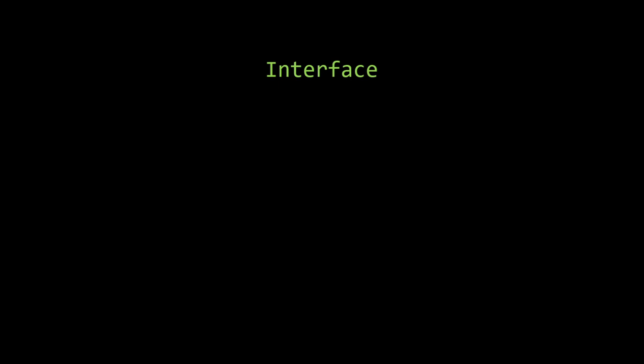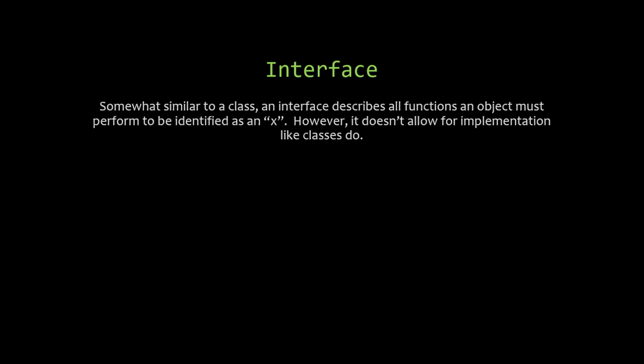Continuing on, we have interface. Somewhat similar to a class, an interface describes all functions an object must perform to be identified as an X. So, in order to be considered something, an interface helps to differentiate how that object fits into whatever that category is, but does not allow for implementation like classes do. Similar to classes, but also different.